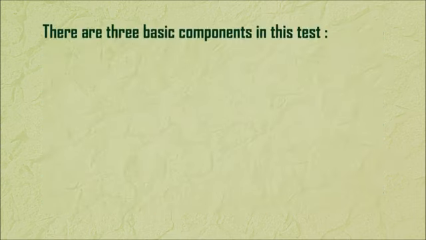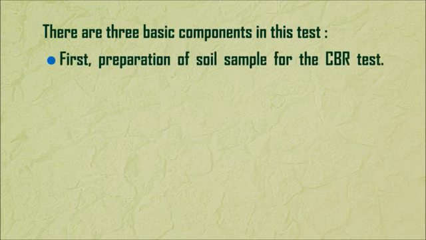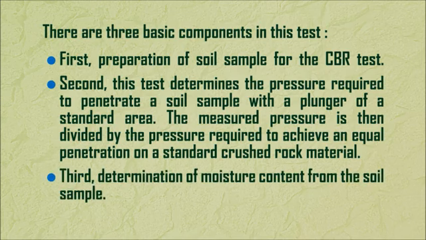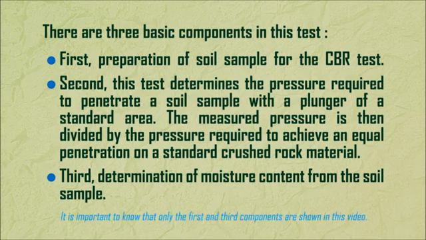There are three basic components in this test. First, preparation of soil sample for the CBR test. Second, this test determines the pressure required to penetrate a soil sample with a plunger of a standard area. The measured pressure is then divided by the pressure required to achieve an equal penetration on a standard crushed rock material. Third, determination of moisture content from the soil sample. It is important to know that only the first and third components are shown in this video.